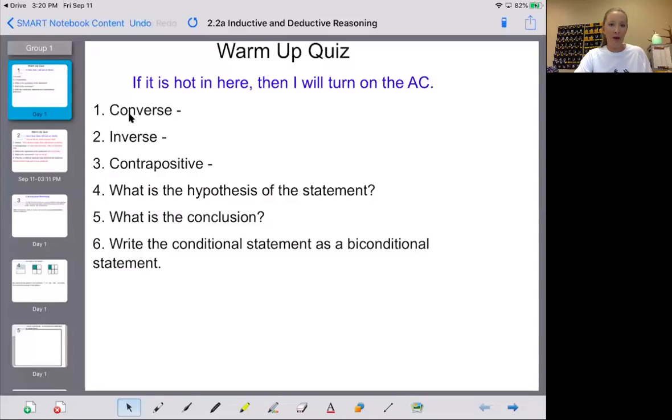All right, guys, welcome back. We are on section 2, and today we are only going to cover the first half of section 2.